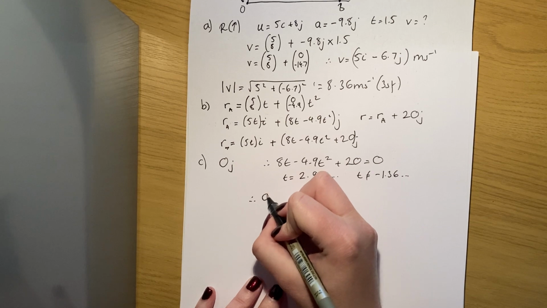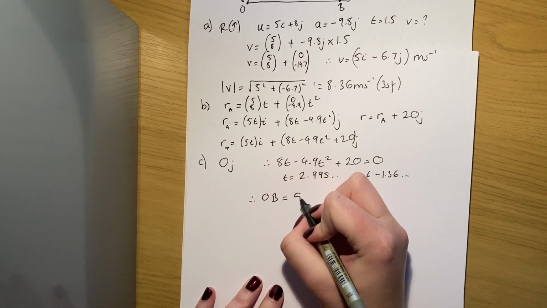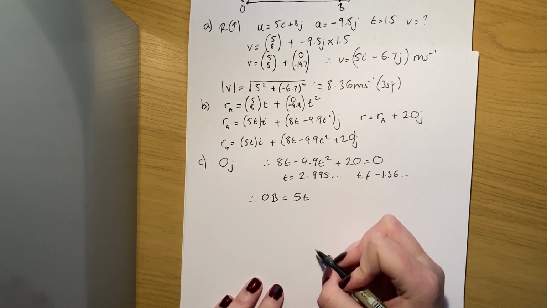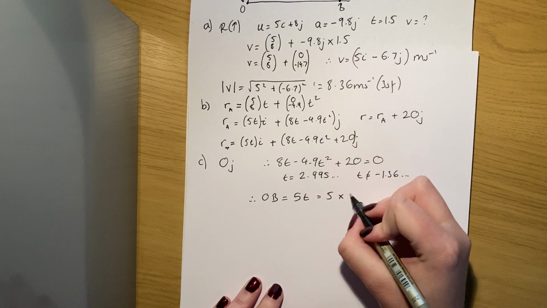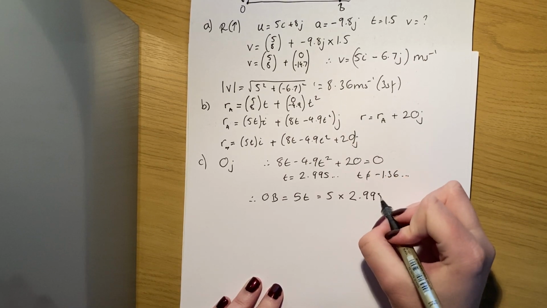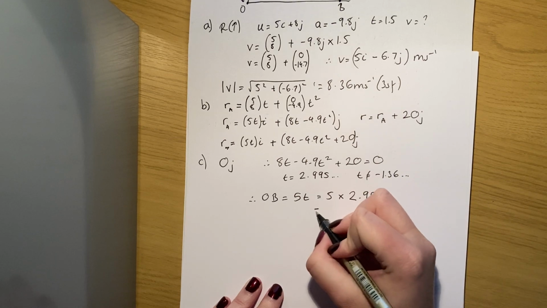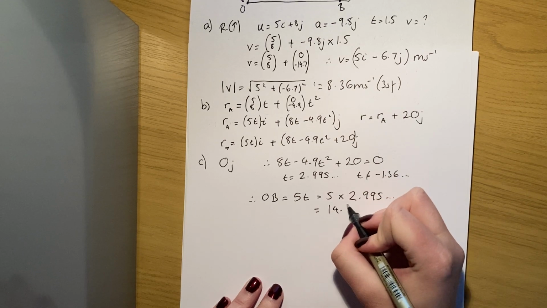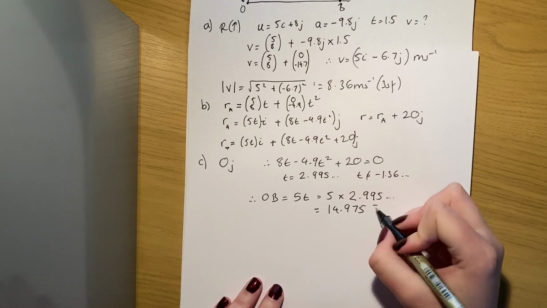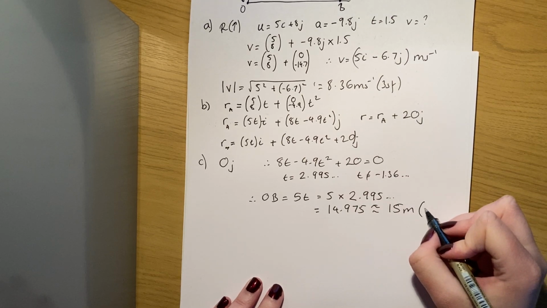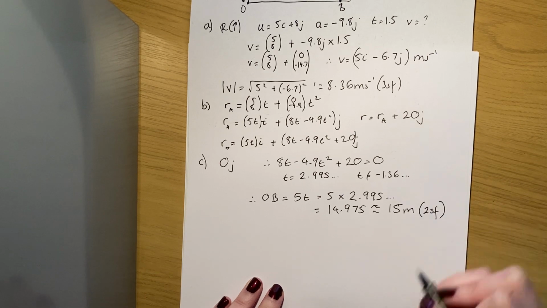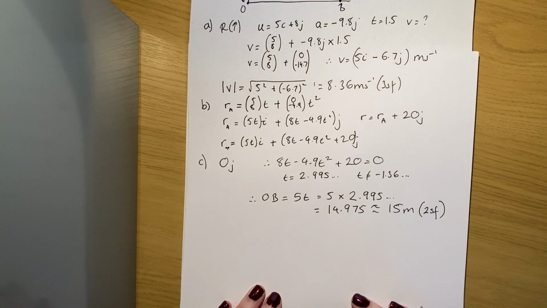So therefore OB is equal to 5t, because it is the i component. So it's 5 times 2.995, blah, blah, which is 14.975, which is approximately 15 metres to 2 significant figures.